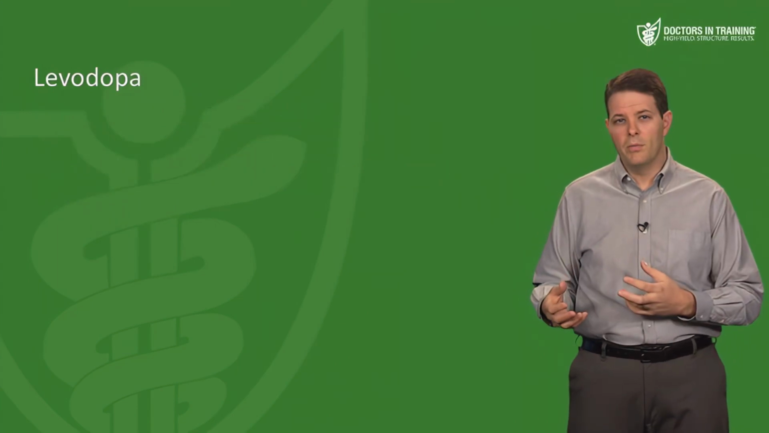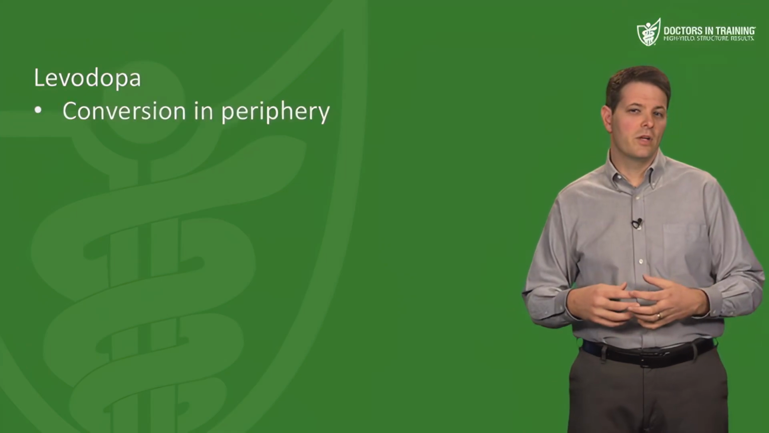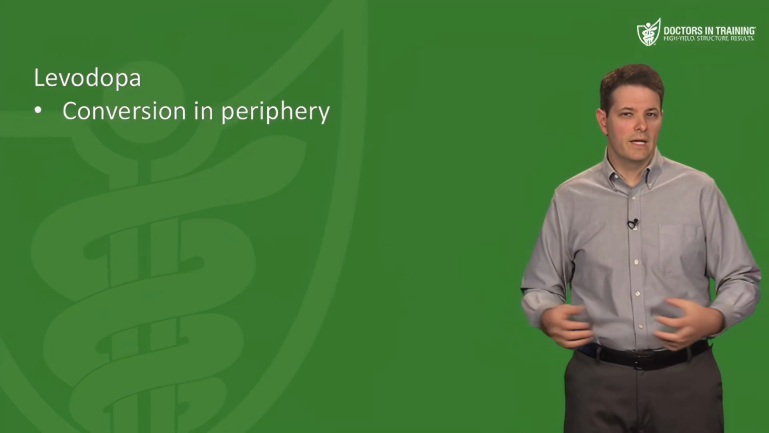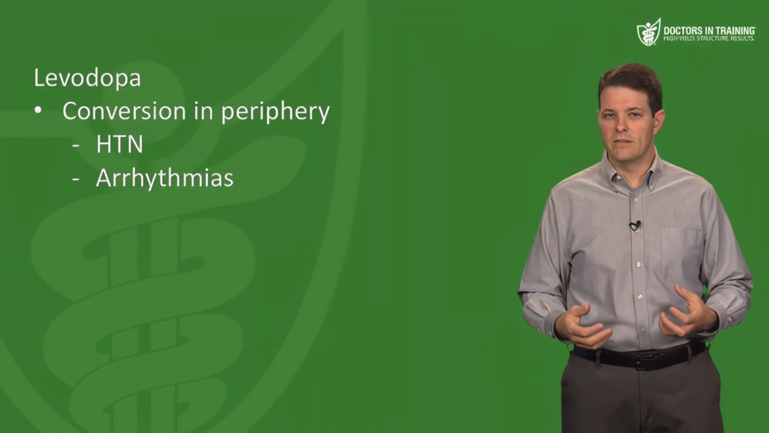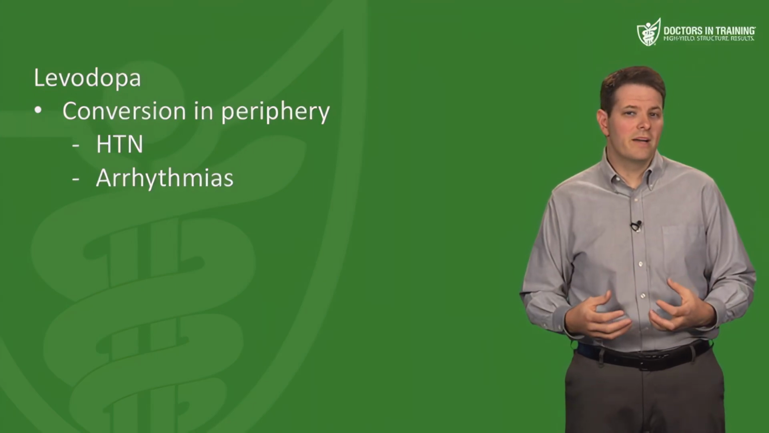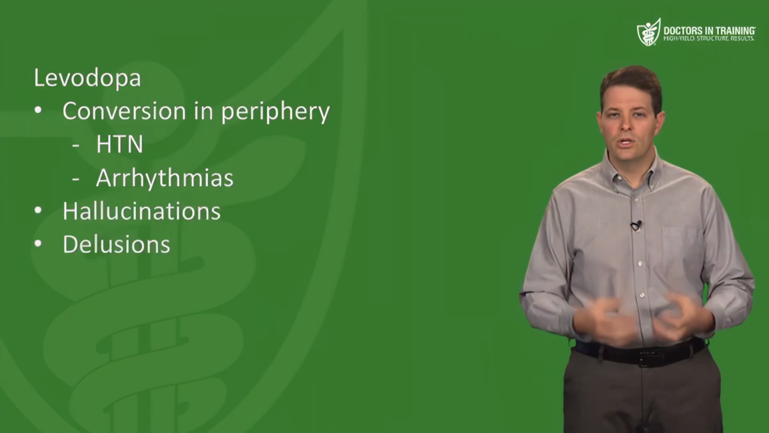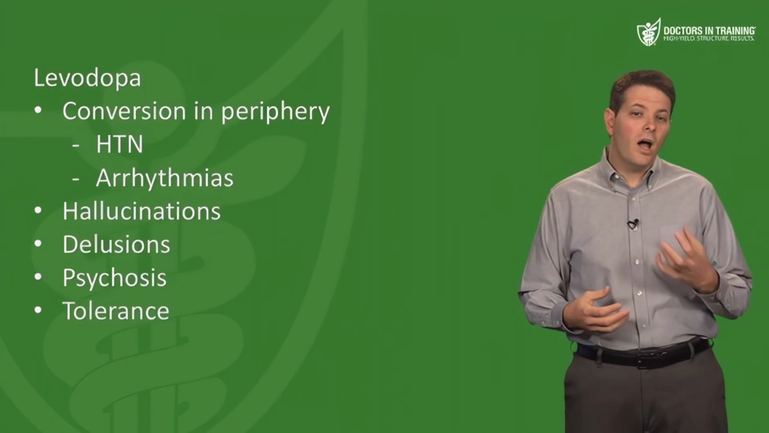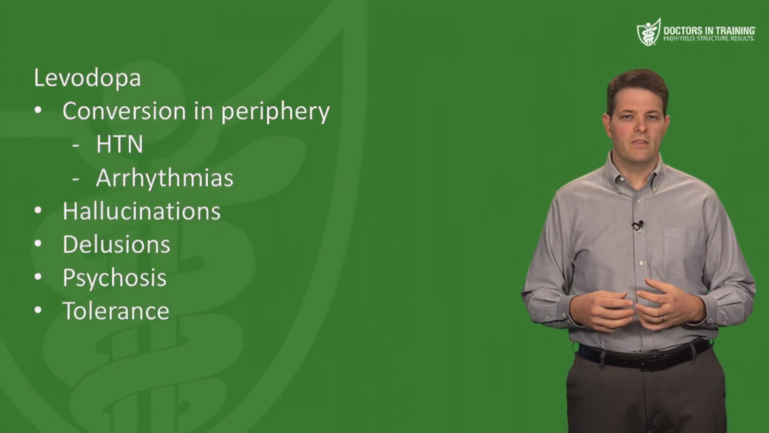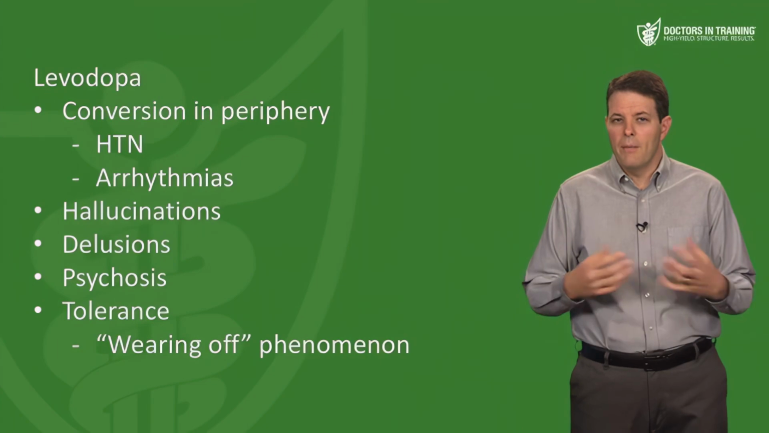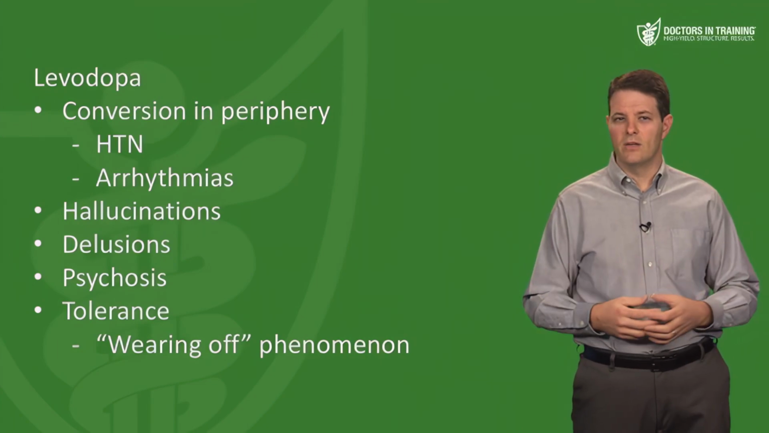The problem with levodopa is that it doesn't all make it into the CNS. Some of it gets converted to dopamine out in the periphery. That can lead to hypertension and arrhythmias. But probably a bigger side effect is the risk of hallucinations and delusions and psychosis. And tolerance also tends to be a problem. You can have something called wearing off phenomenon, where the hypokinesia comes back in between doses.